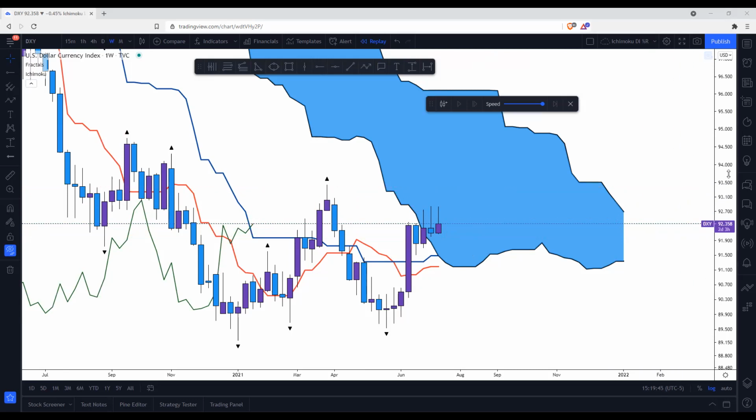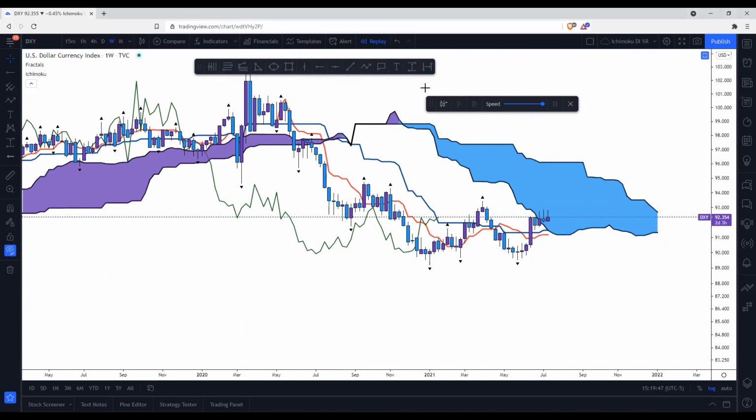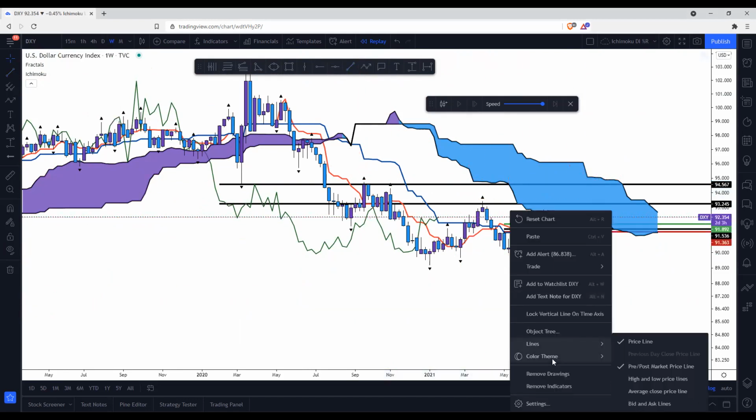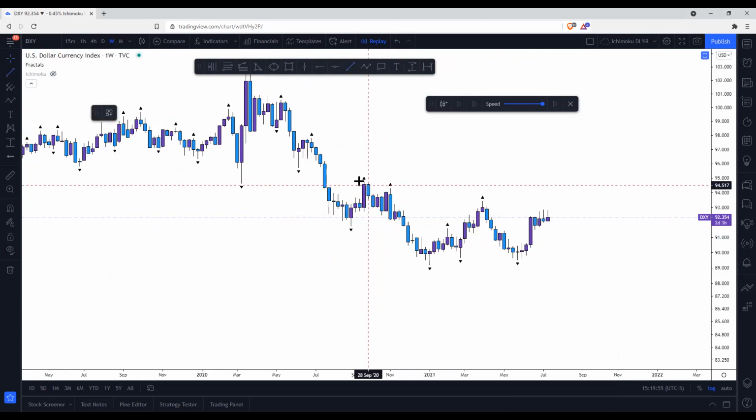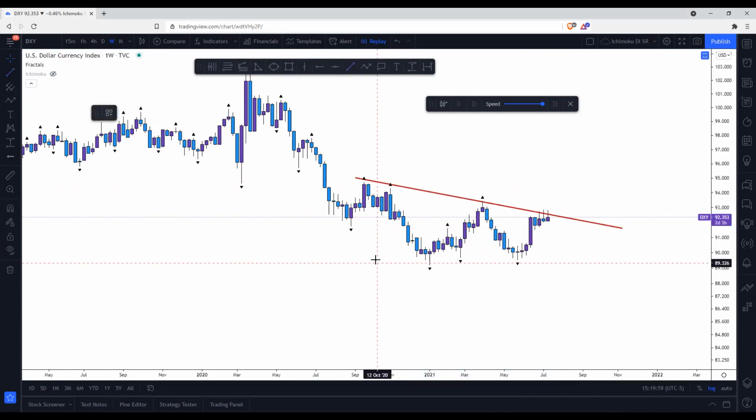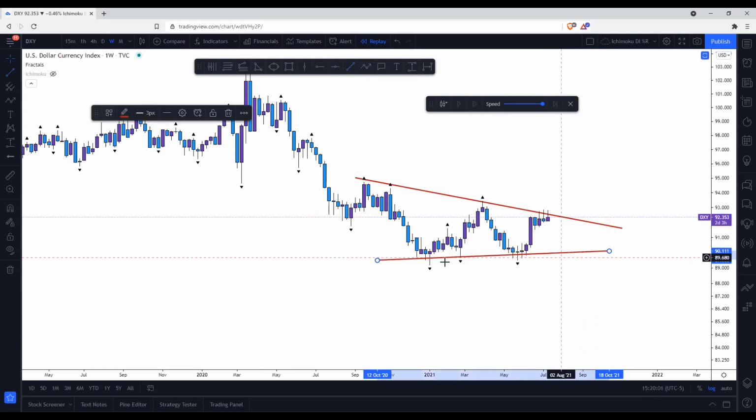Now what you can do is this. Find the pattern of the market. Actually, let me clean this up. Find the pattern of the market on the higher time frame, and you'll know what to look for potentially.